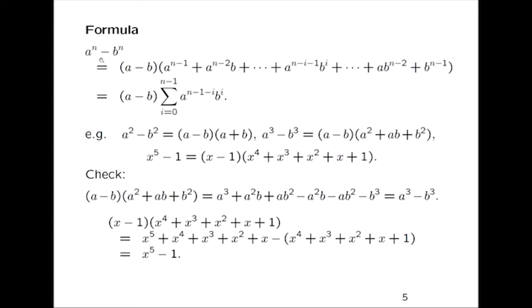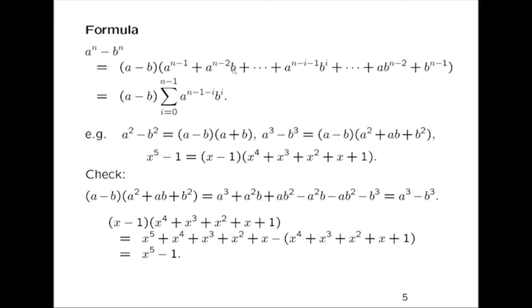Firstly, a to the nth power minus b to the nth power can be written in this way: a minus b times the next factor, which starts from a to the n minus first power, plus a to the n minus second power, so the power decreases by 1, times b.